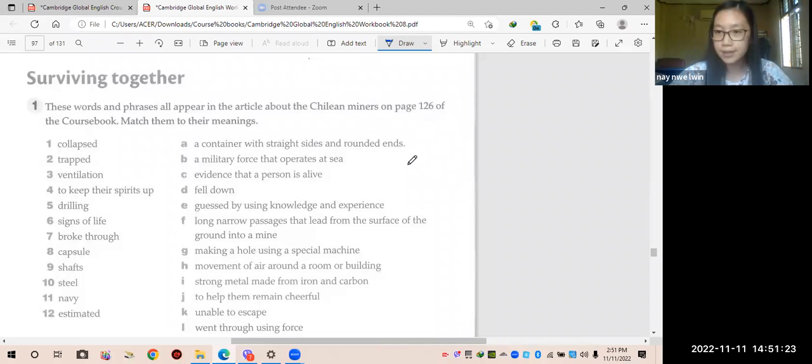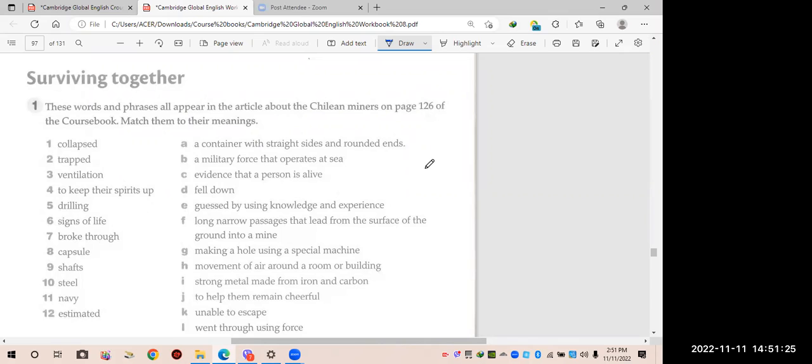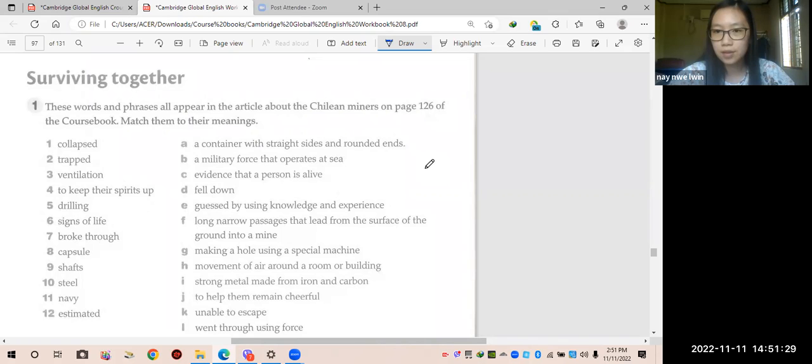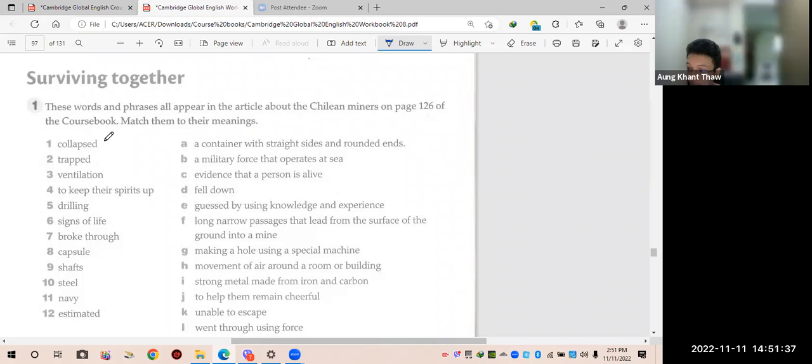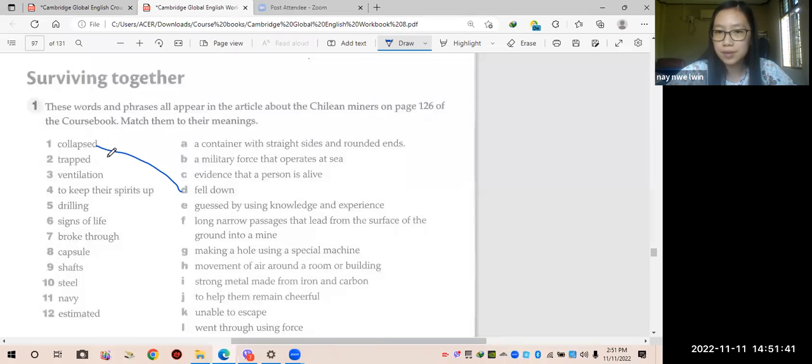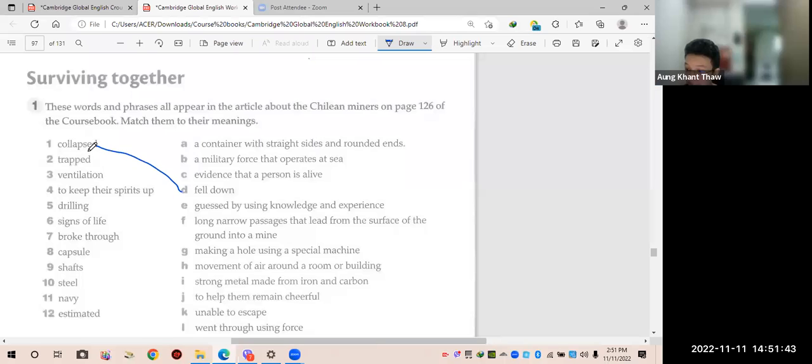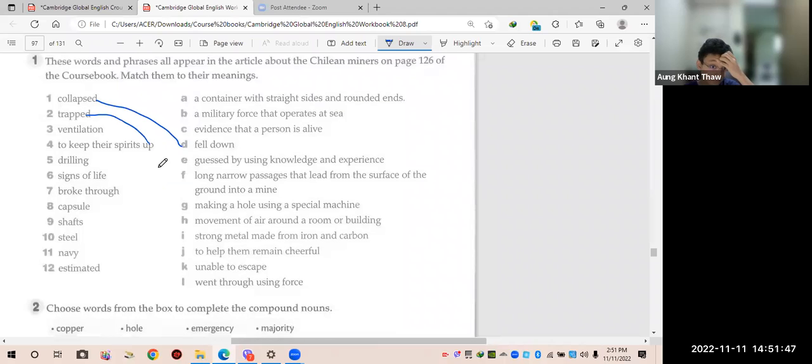So have you finished, guys? Yes. How about the others? Have you finished? No, okay. So let's check together. Collapse. What is its meaning? D, goes down. Okay, correct. Trapped. K. Okay, trapped is K.